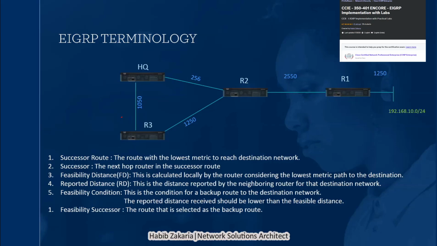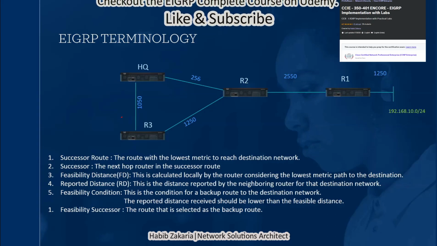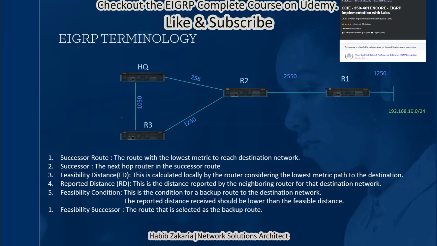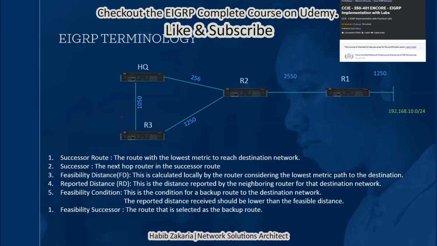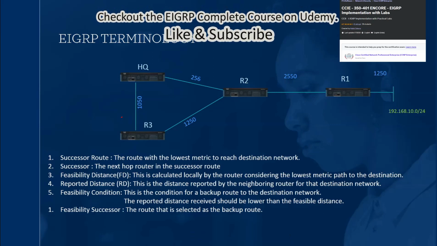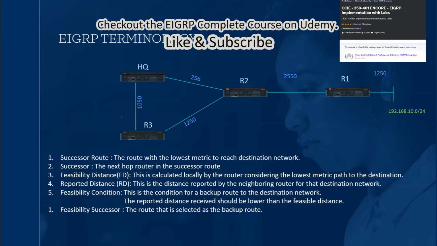Let's go ahead and discuss EIGRP terminology. EIGRP terminology is one of the most important topics in EIGRP, and the reason is when you go into your router and you type show ip eigrp topology, and you see the networks and the calculations of the metric, it is based on the concepts that we will cover in this slide.